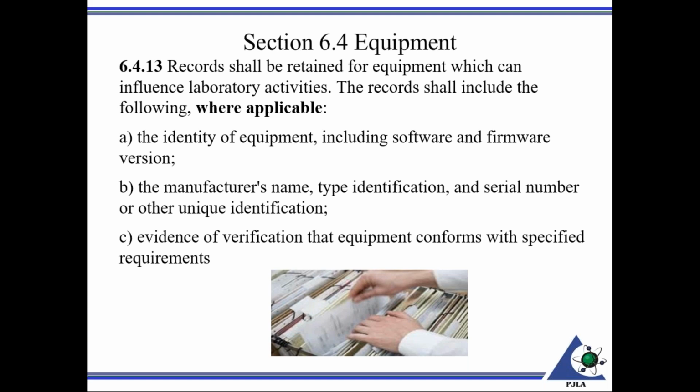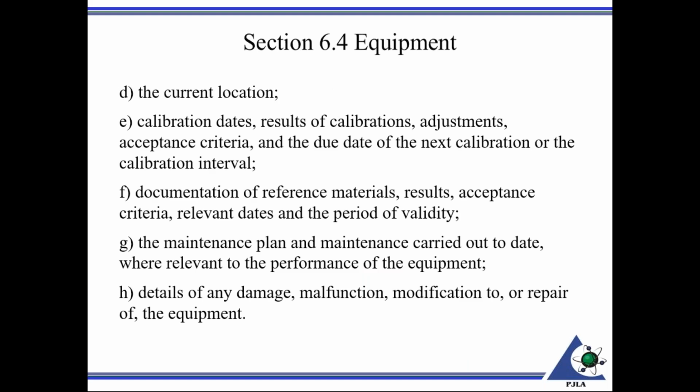So you've got to capture the identity of the equipment, including software and firmware versions, the manufacturer's name, type, serial number, evidence of verification that equipment conforms with specified requirements, and the current location. That may be applicable, may not. If you only have one piece of equipment and it never moves, you have one location, so it's not really applicable. If you have several technicians who are assigned various equipment, or you have different locations, then it may very well be applicable. Calibration dates, results, adjustments, acceptance criteria, and due dates for the next calibration.